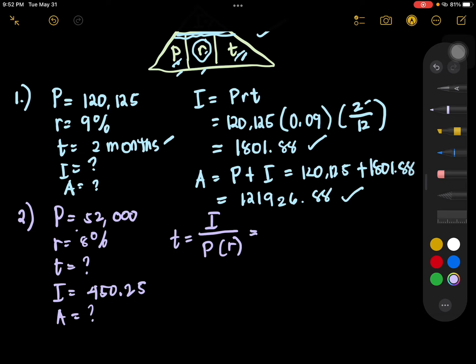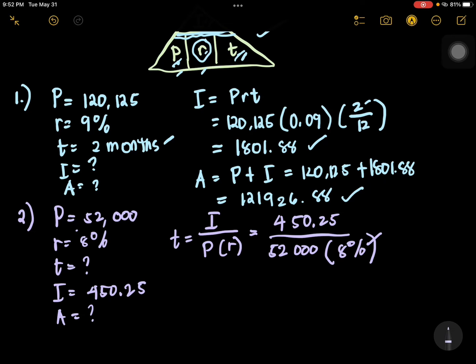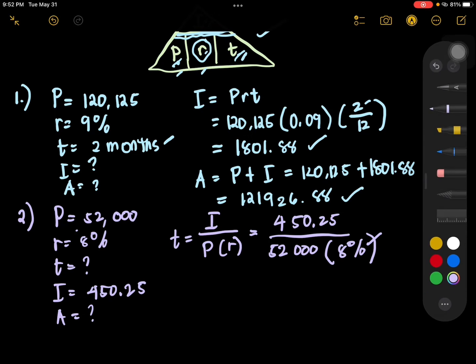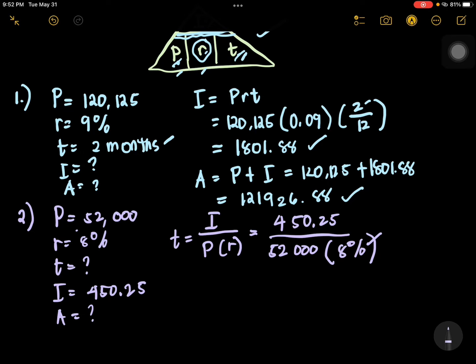So we will now substitute. Our interest is 450.25, and then we divide that by the principal, 52,000, and the 8%. Now, if your calculator supports this percent symbol, you can use it directly. You just encode it in your calculator, 8%. But if not, you convert that to decimal. Okay? So, using your calculator, you can do it manually. It's up to you. What is our time?